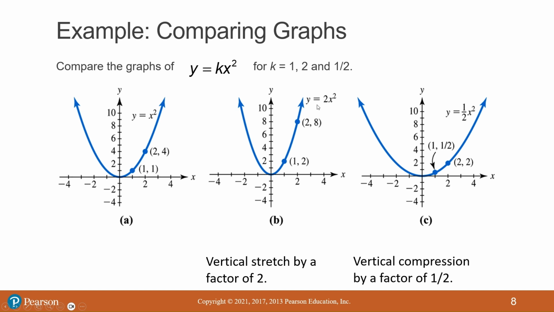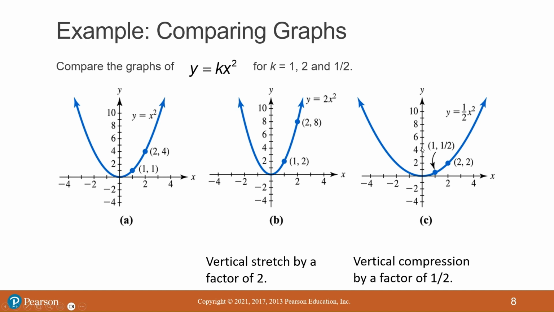For the graph of y equals 2 times x squared, we still have that 0, 0 point at our vertex. But when we get to 1, our output here is doubled. We went from a 1 in the y to a 2 in the y. Okay, still have the 1 in the x, but we went from a 1 in the y to a 2 in the y. Okay, what we've done here is vertically stretched by a factor of 2 because our y value has increased by a factor of 2. If we look at the second point here, 2, 4, it increases to 2, 8 because 4 times 2 is 8. It has been stretched from a 4 to an 8.